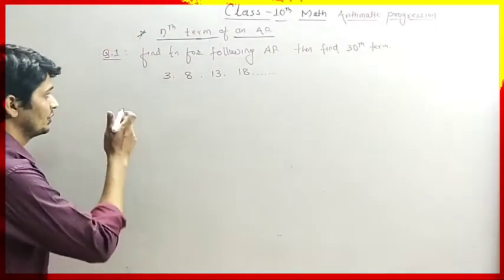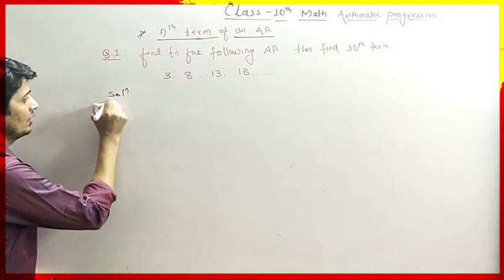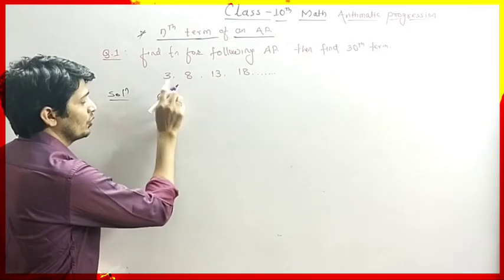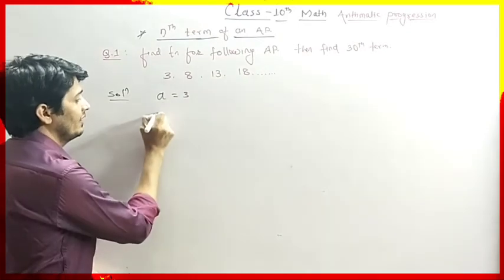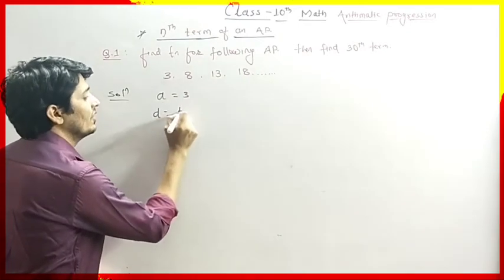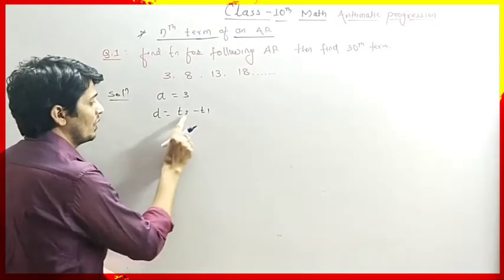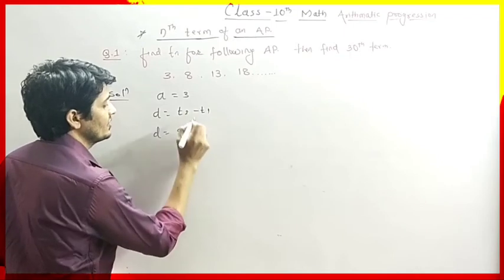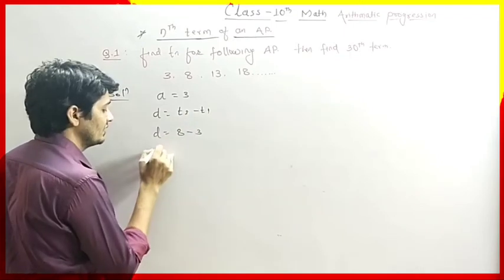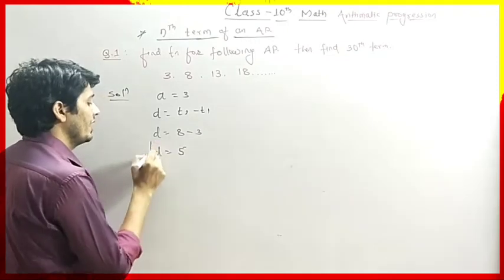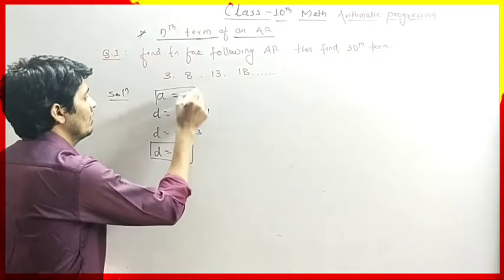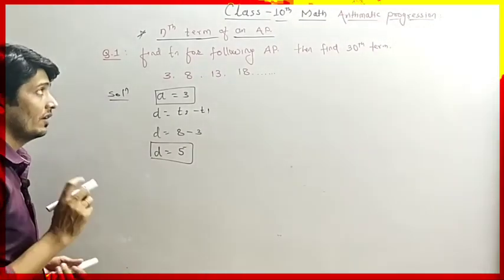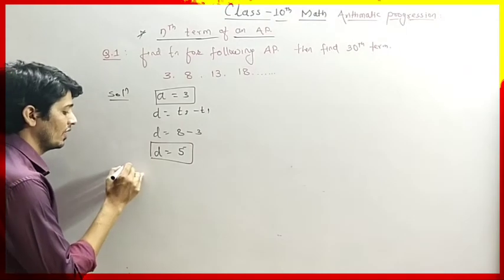Okay, solution. By this arithmetic progression we can write a is our first term, so a is 3. Then what is d? It is T2 minus T1. What is T2? It is 8. So d equals 8 minus 3, which is 5. So we have the common difference and the first term, so we can calculate our nth term. Okay, so the formula.